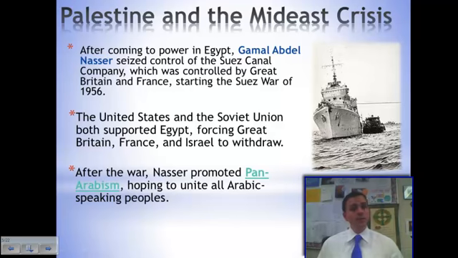Now, the United States and the Soviet Union actually came together at this time, which may seem a shock to you after coming off the Cold War unit. They supported Egypt. They said that France, Britain, and Israel should withdraw. After this, it gives Nasser a lot of clout. He's looked up to in the Arab community, and he promoted what was called Pan-Arabism. This means that he wanted to unite all the Arab-speaking peoples in the region with the eventual goal to create one Arab republic that united all of the different countries.